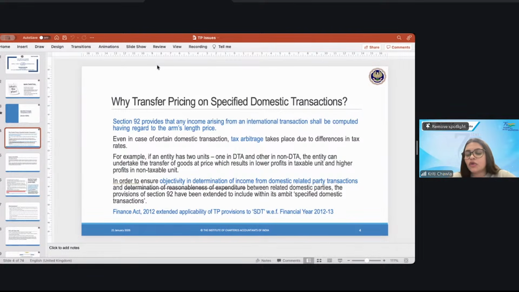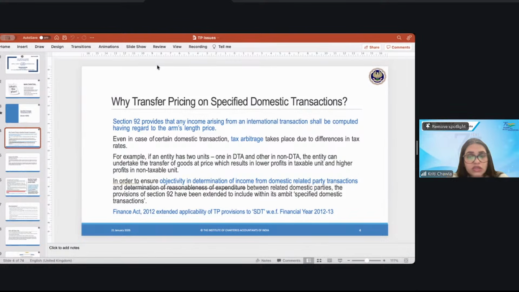So let's take an example of a group which has two entities. One entity is a normal tax paying entity, and the other is a tax holiday unit, claiming tax holiday deductions under a few sections that we will be talking about. Now, if they transfer goods from the taxable unit to the entity in a place where there is no DTA, that can actually result in tax arbitrage.